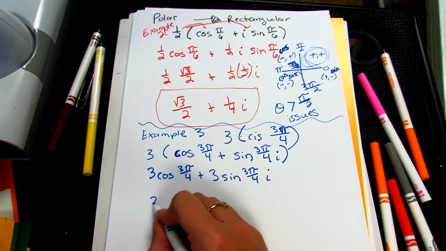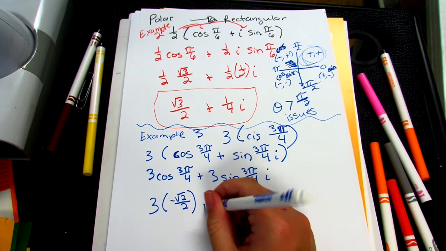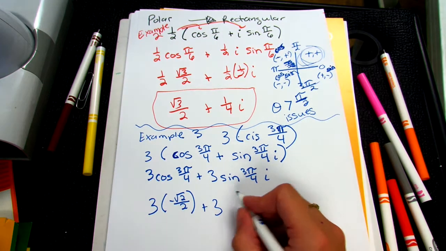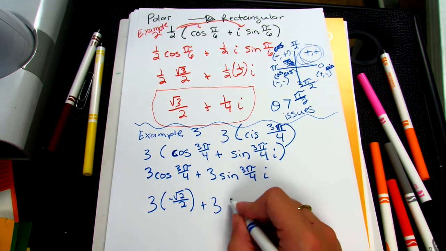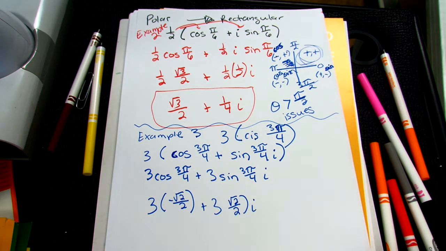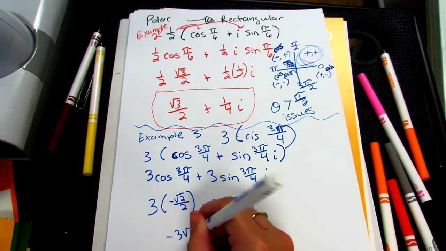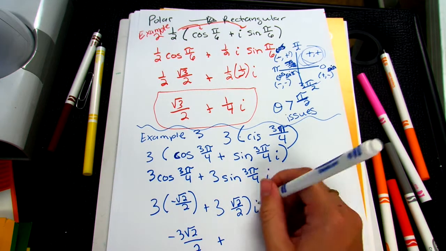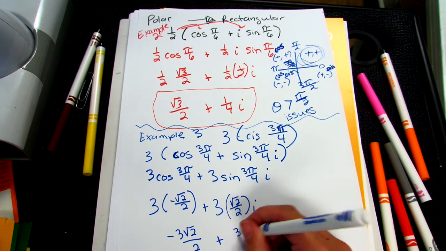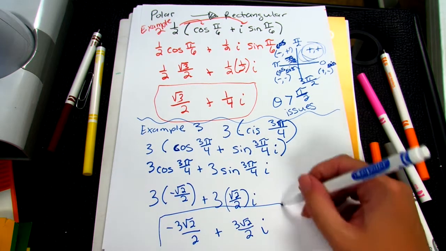So now we've got 3 times negative square root of 2 over 2. And then sine of 3 pi over 4 is going to be positive, so we've got the square root of 2 over 2. All right, so now we just simplify this out. This is going to become negative 3 square roots of 2 over 2 plus positive 3 square roots of 2 over 2 i. And now we are done.